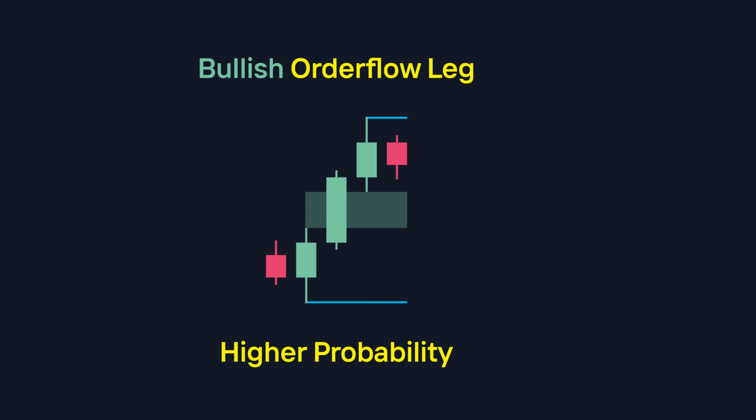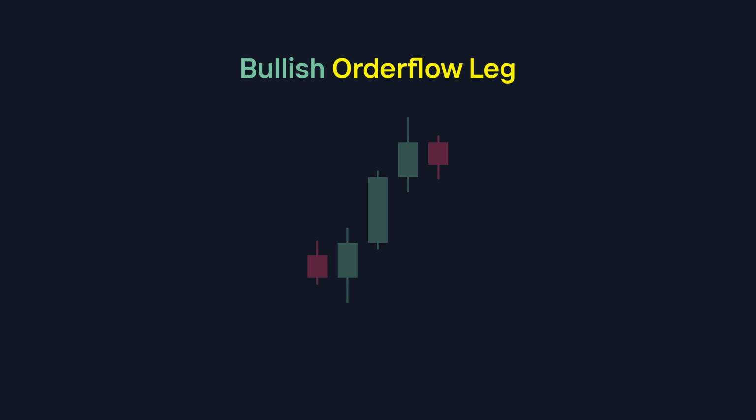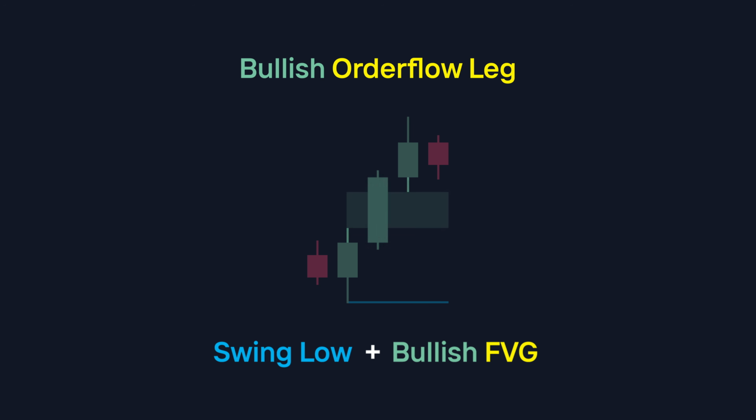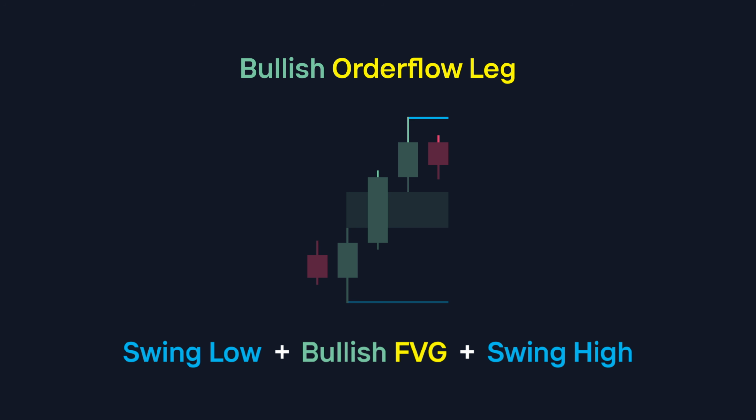So, just to be clear with how we actually define a bullish order flow leg before we go any further, there are three pieces of criteria that must be met. First of all, there has to be a swing low that establishes the start of the bullish leg. Secondly, the bullish move has to be impulsive, leaving behind a fair value gap. And then thirdly, there needs to be a swing high, which will act as the immediate external target if the market manages to respect the fair value gap.